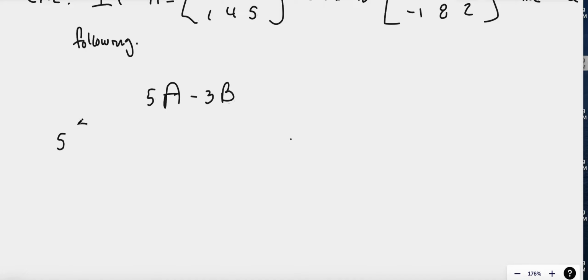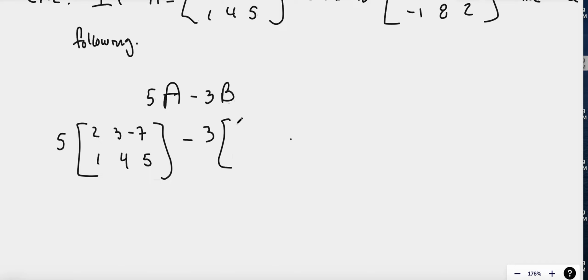5 times A, which is 2, 3, -7, 1, 4, 5, minus 3 times B, where B is 3, 0, 6, -1, 8, and 2. So how do we do it? Well, first, let's start by multiplying the scalar, or it kind of looks like a distribution.